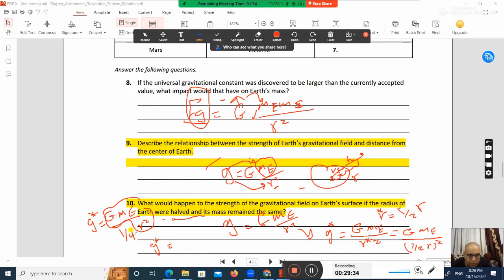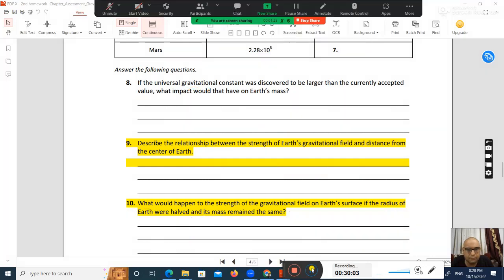So g star will be, the quarter would be inverted, denominator of denominator. It will be in the numerator, so it will be 4 G M E. M E is one symbol that represents the mass of the Earth, over R squared. So it will be multiplied by 4. The new one will be multiplied by 4 as the radius decreases to half its value.